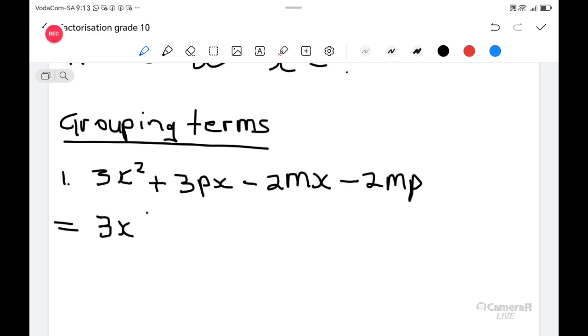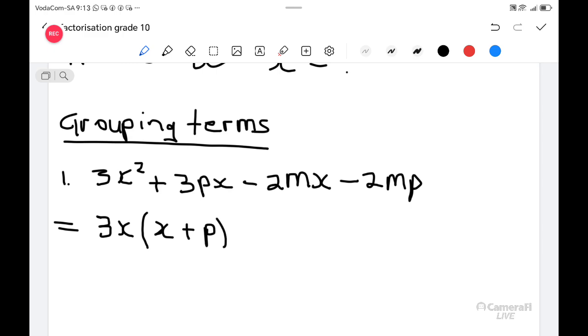When we take out 3 and x in brackets, in this x squared, we are left with x. So it will be x. So in this one, if we take 3x, we are left with p. Since it's plus, this positive, it means we have plus p here.